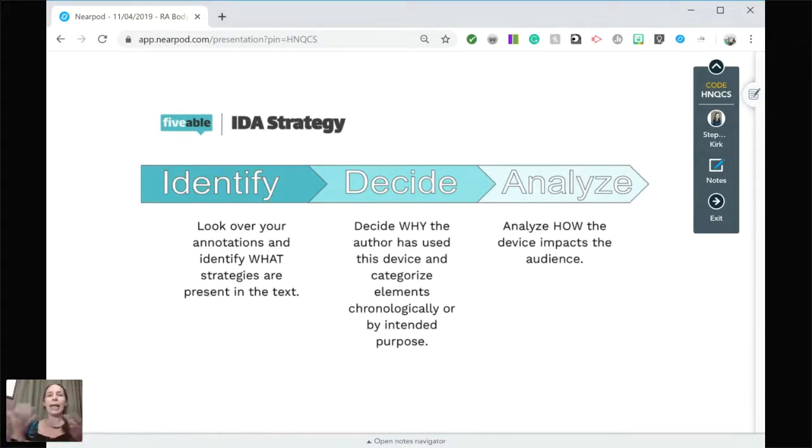And then the A is to analyze it. Make sure you explain how it impacts the audience. If you don't include that how piece, then you're not really analyzing the text. We're not interested in a summary, and that's perhaps the number one error I see in rhetorical analysis. We hit that summary, but we don't make that jump into analysis.